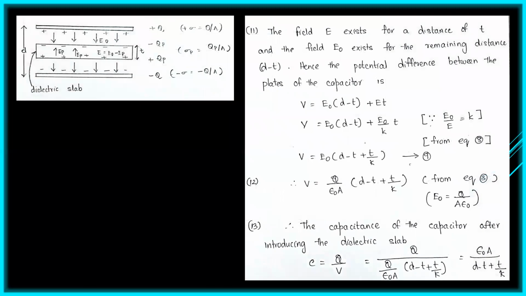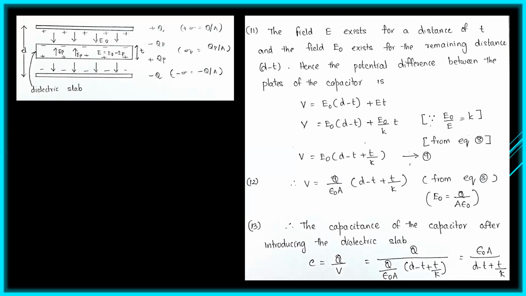Now, if you see, the field E is existing for a distance of small t only, that is for the thickness of the dielectric only. And the remaining space, how much will it be? d minus t, because d is the distance between the plates and t is the thickness of the dielectric. So the remaining place will be d minus t, in the place between the plates of the capacitor where there is no dielectric. That place has a width of d minus t.